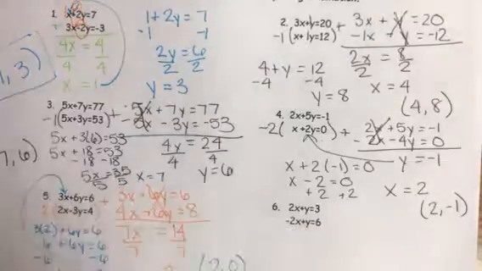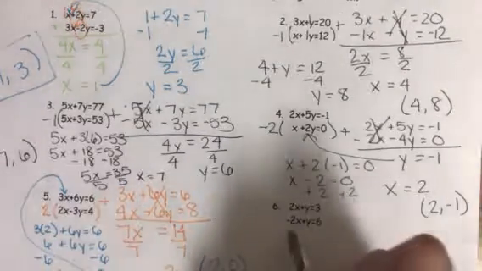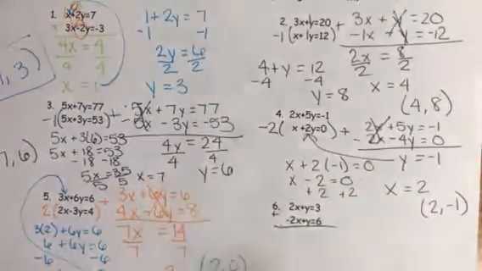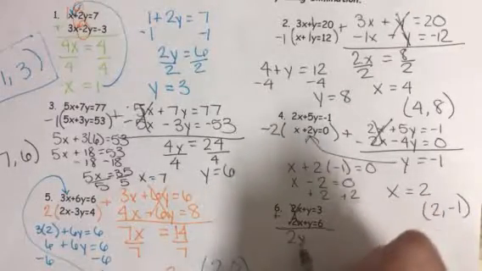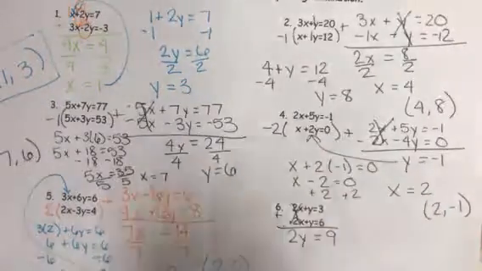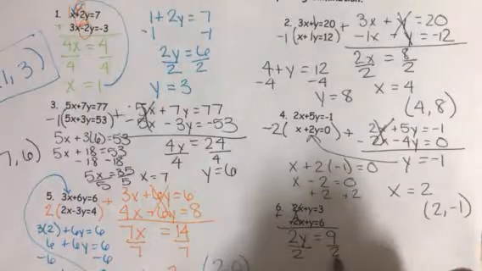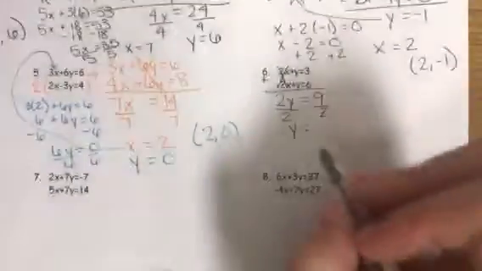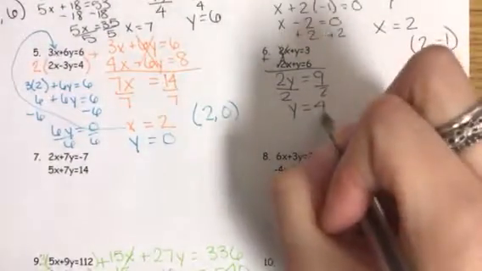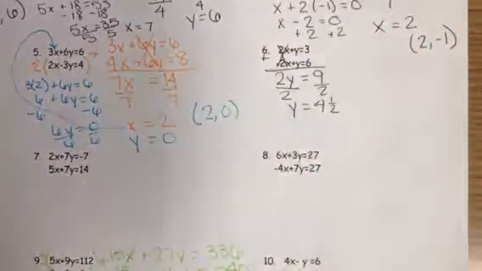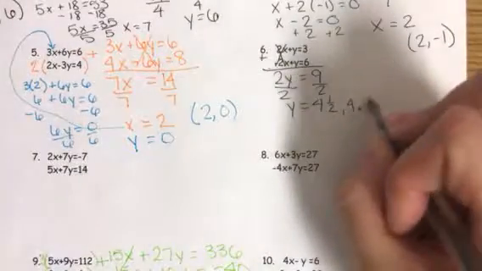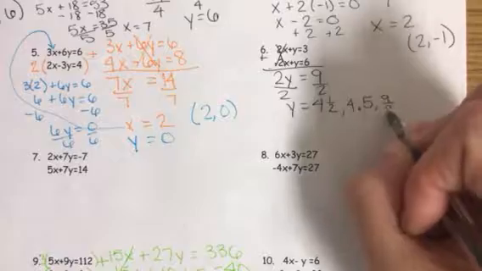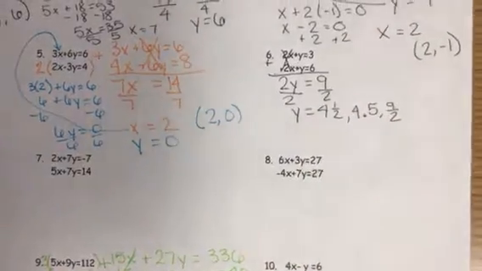Number 6, again, we already have matching and they're already opposite signs, so we can just add those straight down. My x's will cancel. I get 2y equals 9. It is okay to get fractions. We can have this as 4.5. You could turn this into 4.5. You could leave it as 9/2. Again, as long as you're not rounding, that's the key.